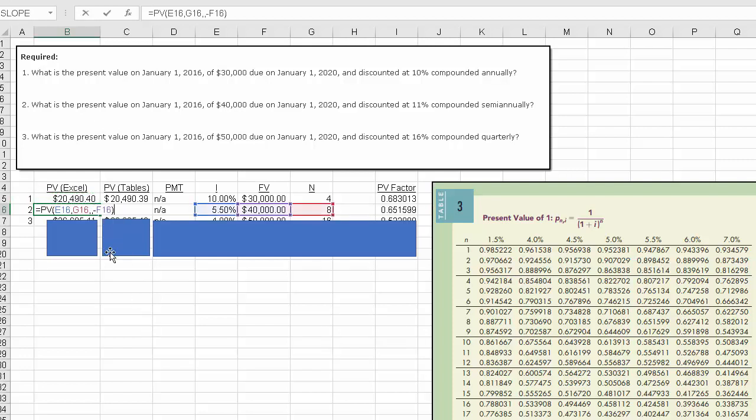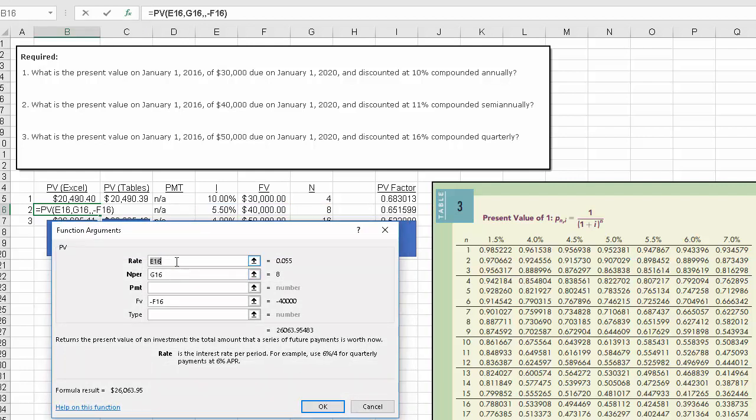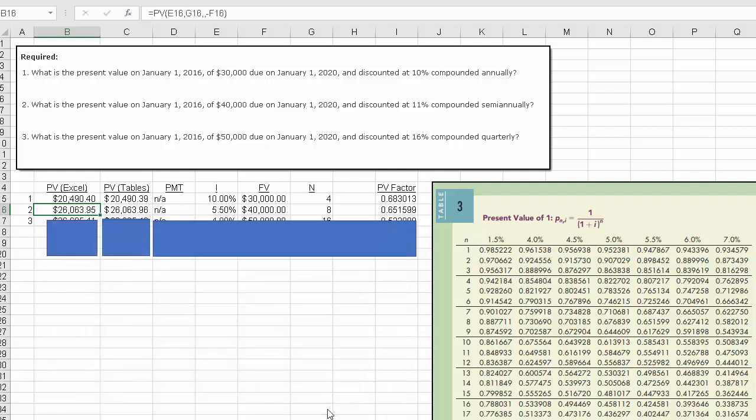Yep. So you could go through the formula again. You could click this to see where we're getting the information. The rate's now 5.5%. Number of periods are 8. 40,000 we're going to enter as a negative. And you see in this case, we're off just a penny. And the only reason we're off is Excel isn't doing the rounding exactly the same way as the table.